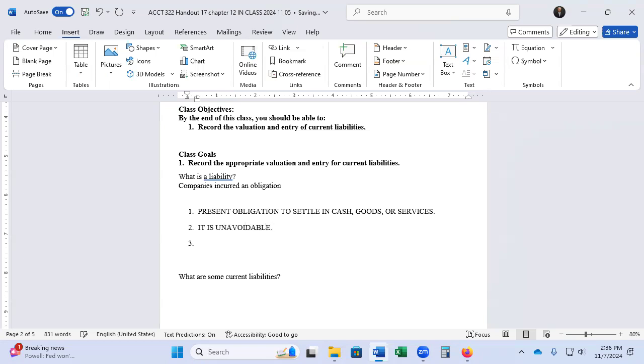And we all know most of this stuff is avoidable by bankruptcy, so they don't mean it's completely unavoidable. It just means under the normal course of operations, you're obligated to pay it, and the law would say you're obligated to pay it. And number three, a transaction has occurred.